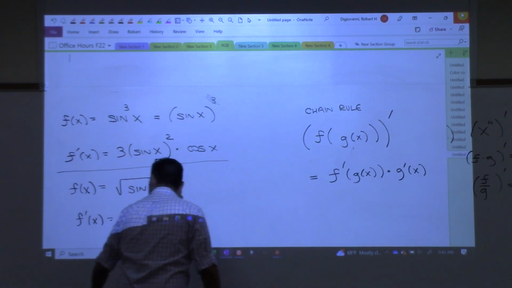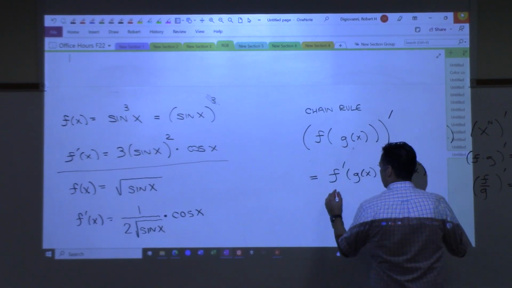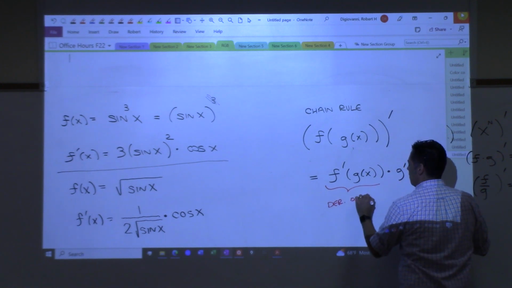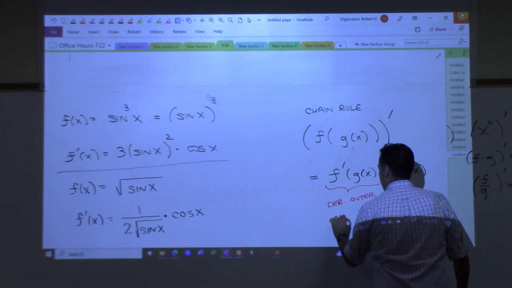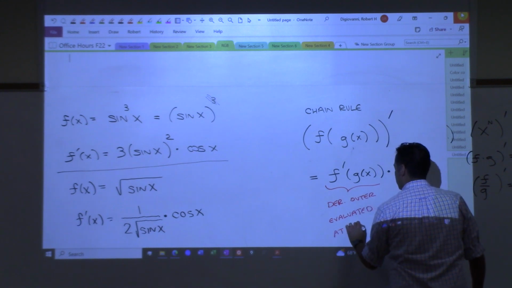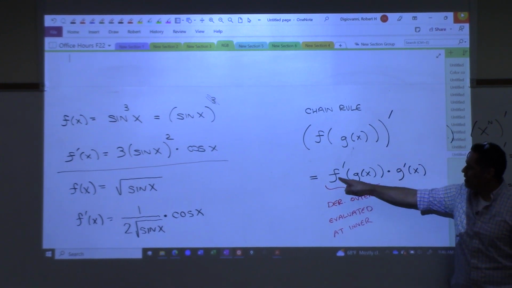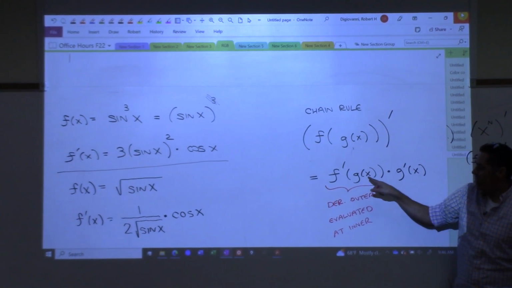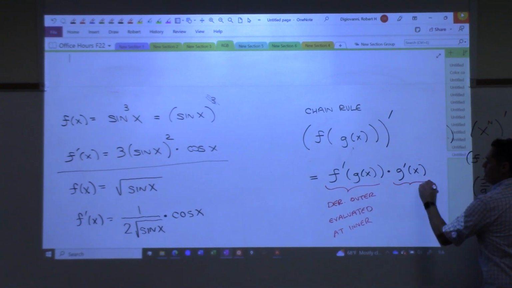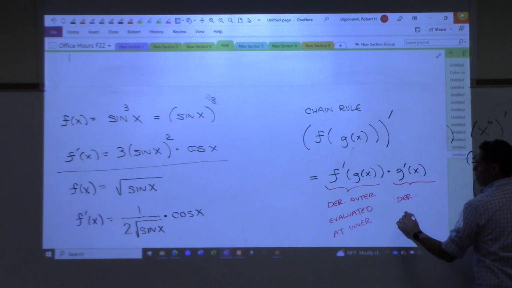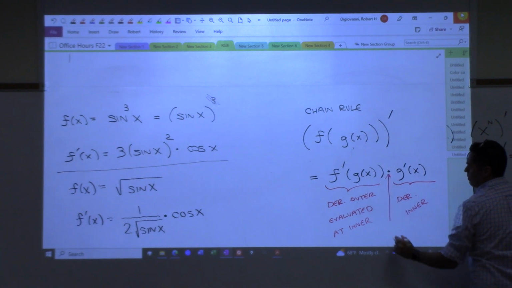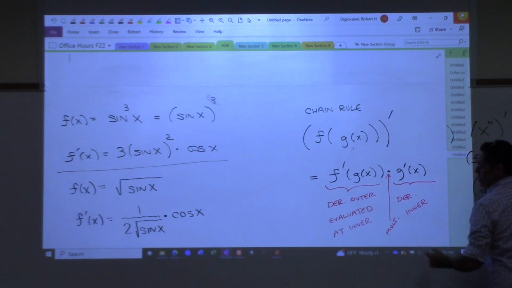It's the derivative of the outer one. I'm going to write this in words. I don't normally do that. Maybe this will help. This right here is the derivative of the outer function evaluated at the inner function. So I'm taking the derivative of the outer function, but I'm evaluating it. I'm plugging into it the inner function. This is the derivative of the inner function. And of course, don't forget they're multiplied. Okay, the formula says you multiply.